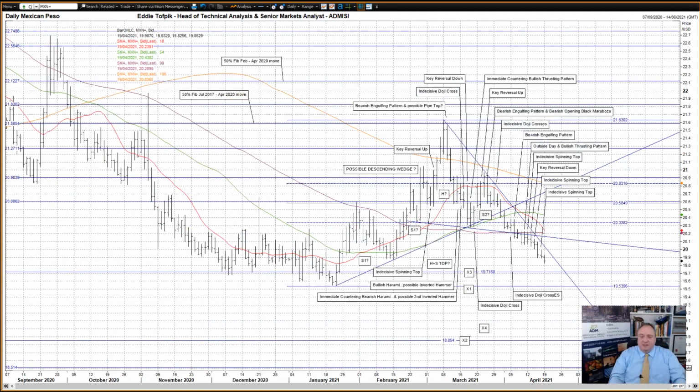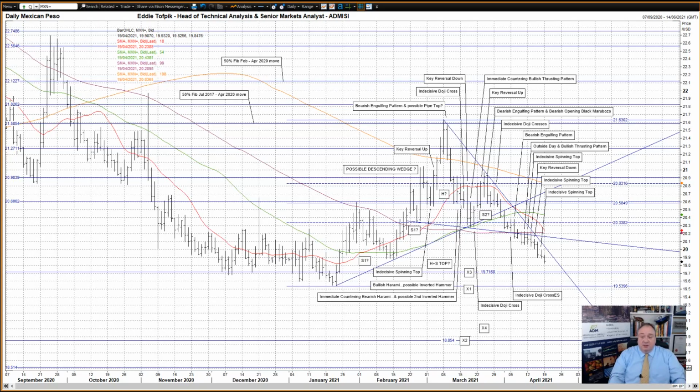US dollar against the Mexican peso. A lower yet indecisive spinning top on Friday. It was still a third bearish black crow and a continuation of the idea I raised 2 weeks ago, and I quote, "Recent action also leaves the way open for a possible descending wedge, descending triangle, or even a double bottom pattern," end of quote.